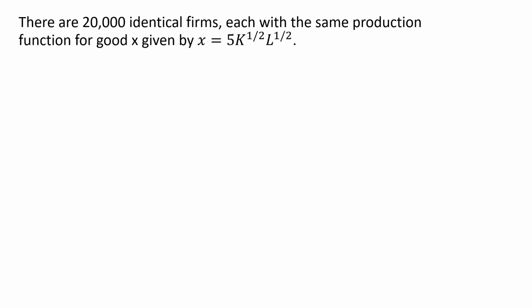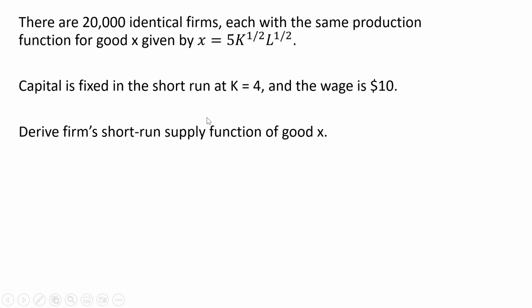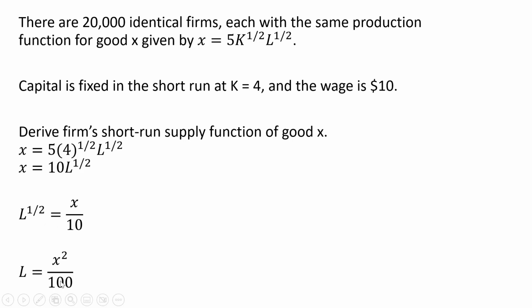Now let's look at the firms. There are 20,000 identical firms, each with the same production function. Capital, as we mentioned, is fixed at 4 in the short run. What we want to do here is derive the firm's short run supply function. I'm going to plug this 4 for capital into the production function and simplify. So 5 times 2 will give us 10. And now I'm going to solve this for L, dividing through by 10. And now we need to square both sides. And we got an expression for L.